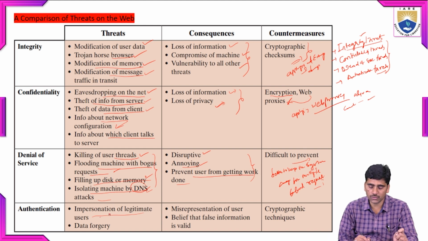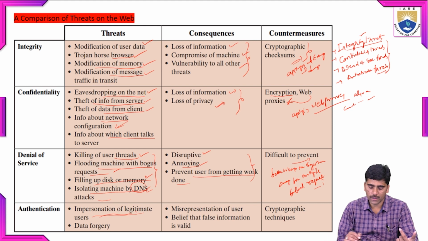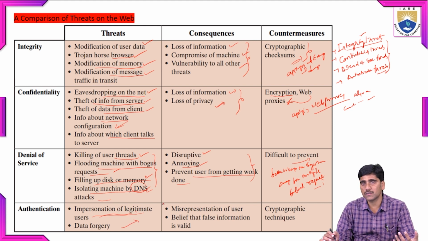That means the users are going to lose their identity because of the threats. And data forgery: if there is an identified person, then the data for that user is going to be forged by another user. And the consequences we are going to face by this misrepresentation of users: instead of showing one user, we are going to show another user. That is nothing but misrepresentation of users.